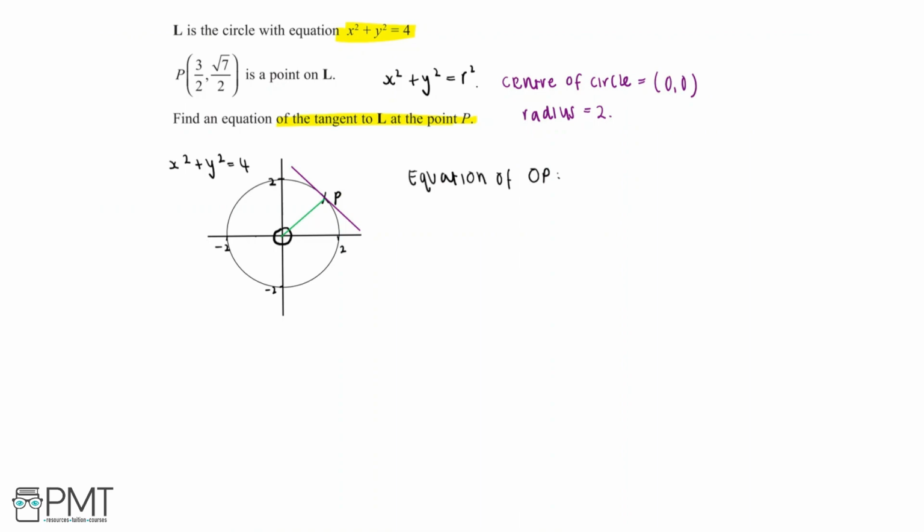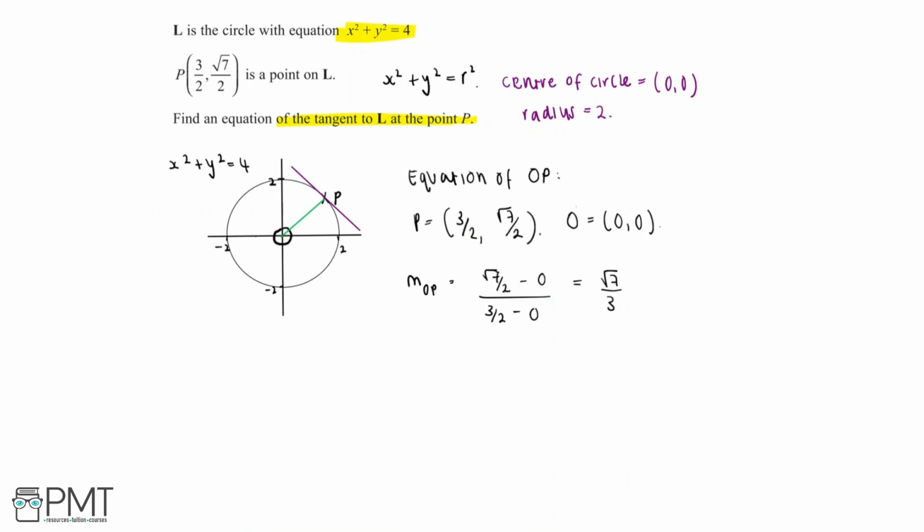So the gradient of the line OP is given by the change in y divided by the change in x. P is equal to (3/2, root 7 over 2), and the origin O is equal to (0, 0). To find the gradient of OP, we do the change in y, which is root 7 over 2 take away 0, all divided by the change in x, which is 3 over 2 take away 0. And so we end up with root 7 over 2 divided by 3 over 2, and we get an answer of root 7 over 3.